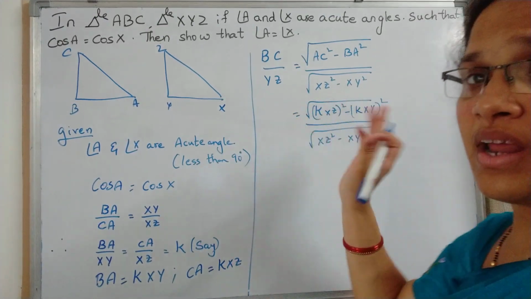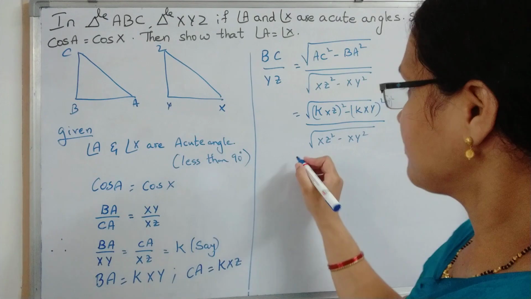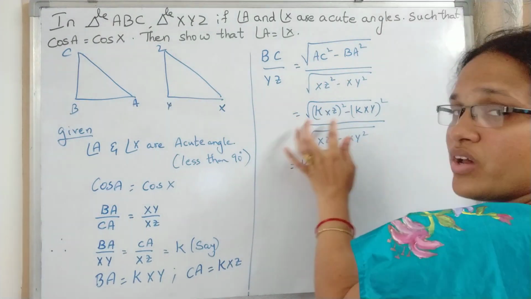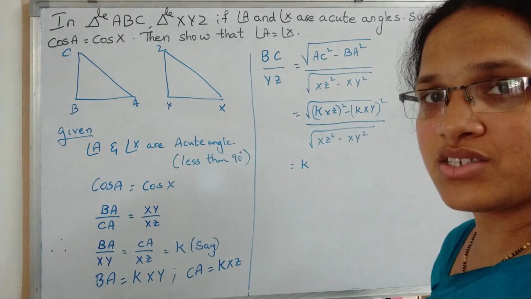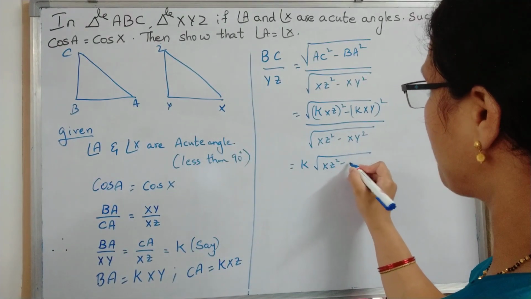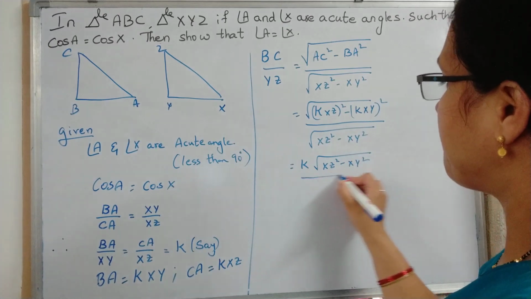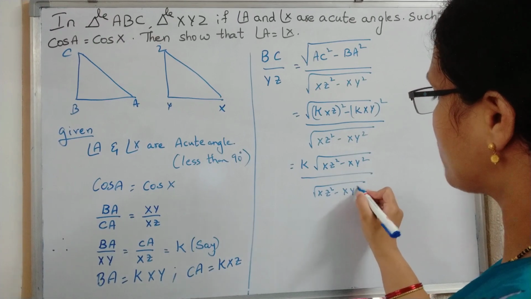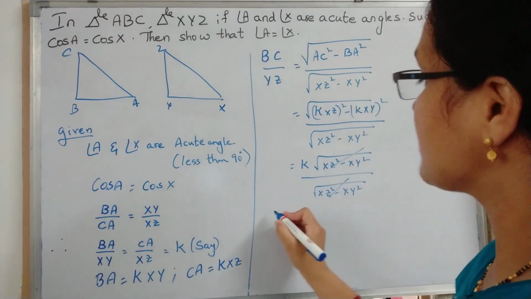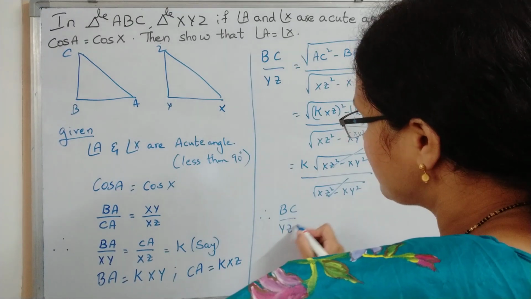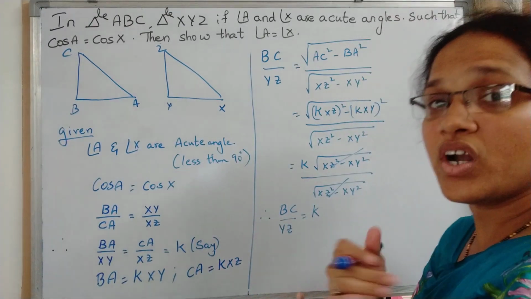From the numerator I am going to take K square out common. If you take K square out of the root, you will get only K. So K into root of XZ square minus XY square, by root of XZ square minus XY square. So this and this will get cancelled. Ultimately, BC by YZ is equal to K. That is what is proved here.